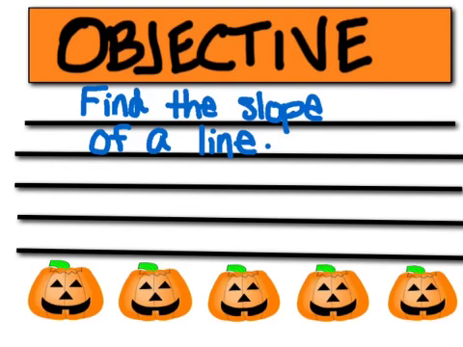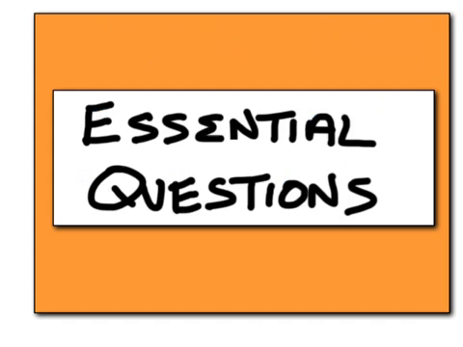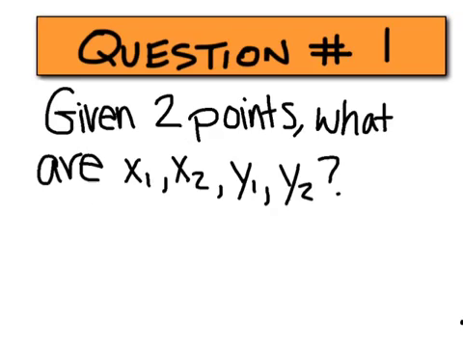Our objective for today is to find the slope of a line. In our learning target, we're going to find the slope of a line when given 2 points on the line. Our essential question: given 2 points, what are x1, x2, y1, and y2?